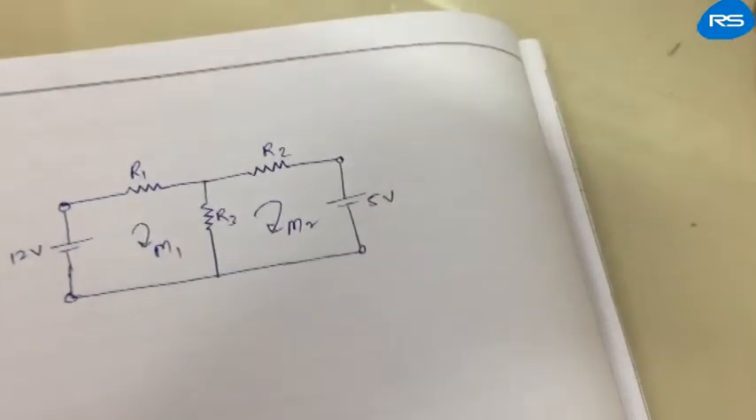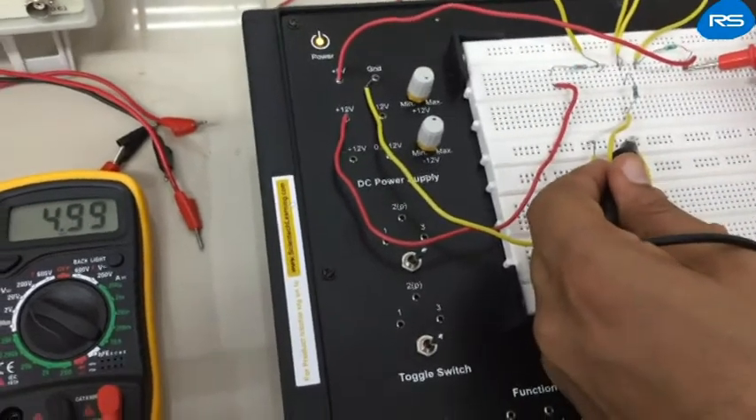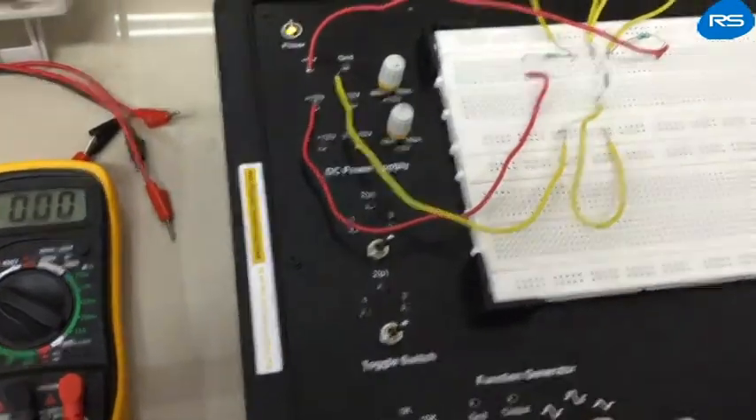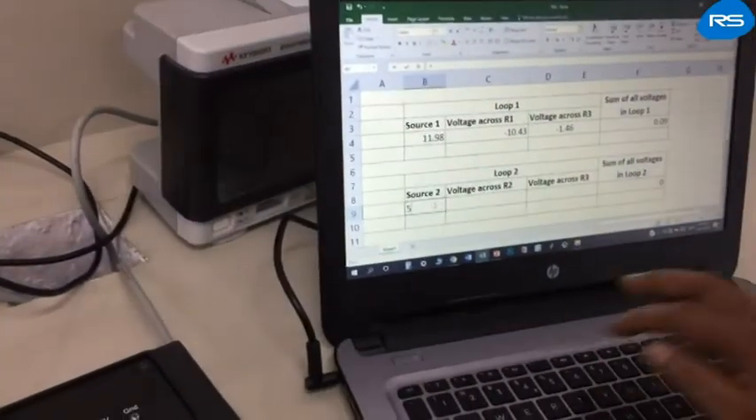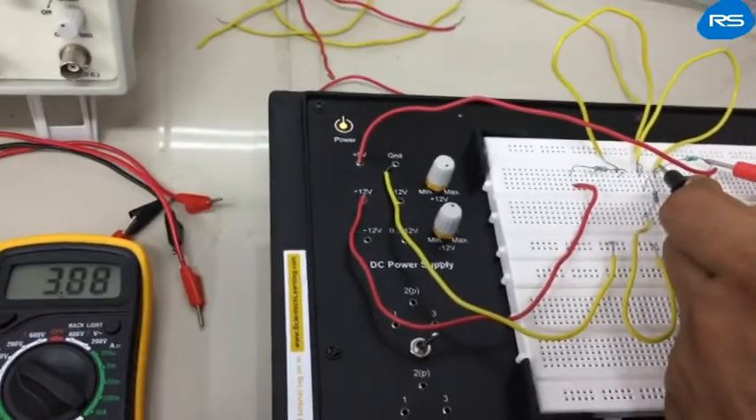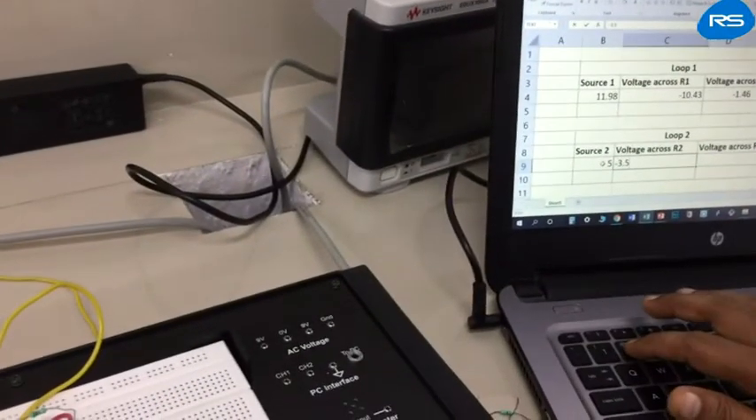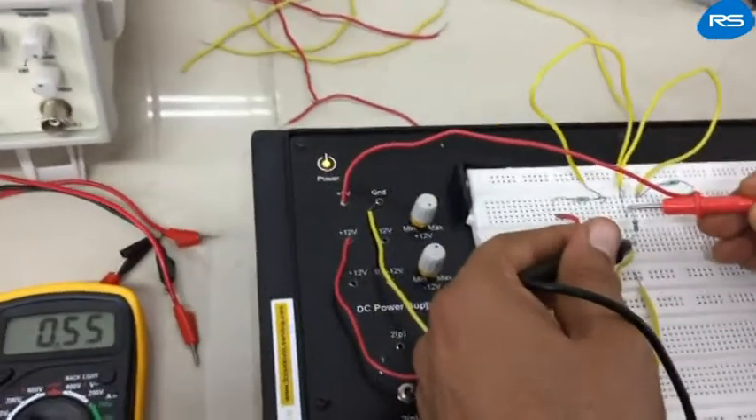we will measure voltages across the elements. We will measure the voltage across the source, that is 5 volts. So the source voltage is 5 volts. We will record this. Voltage across R2 is minus 3.5, and the voltage across R3 is 1.46.